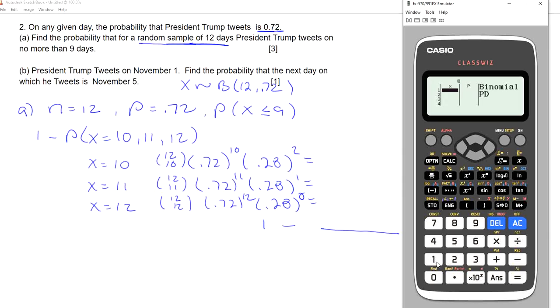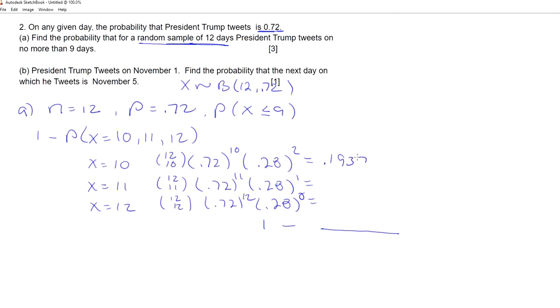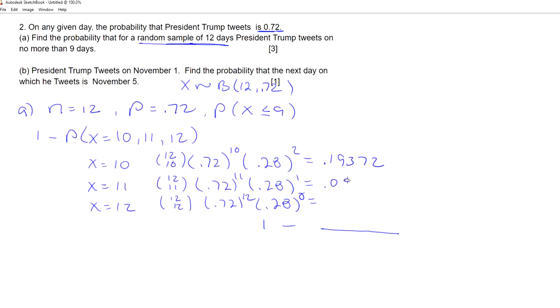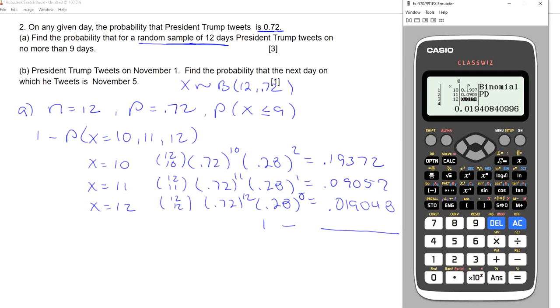menu 7. I'm going to use list. I put in 10, 11, and 12. I put in that there's 12 trials. The probability is 0.72. And there are my individual probabilities, and I'm just going to write them down. I'm at a disadvantage because every time I go to write, the calculator disappears. So I've got to double check and make sure that I got this right. So let's see here. Yeah, okay, all right.